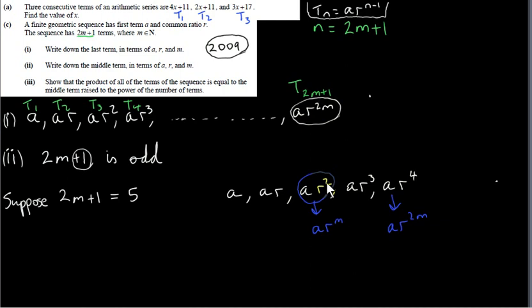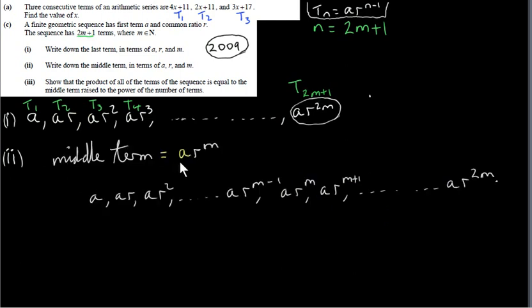But look at the powers of the middle term. The power of the middle term is half of the power of the last term. So we have to get half of 2m. Half of 2m is m. Now we could also see this more generally. Remember, the first term here could be written as ar to the power of 0, because r to the power of 0 is 1. So this is our middle term, as I've explained already using the simple example.